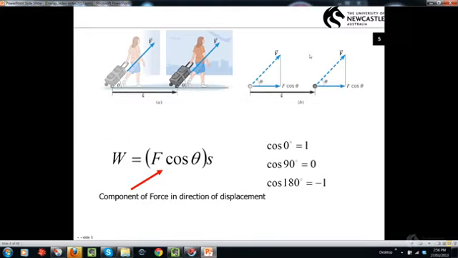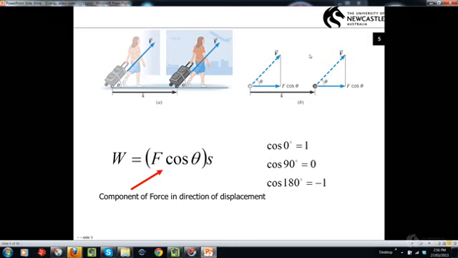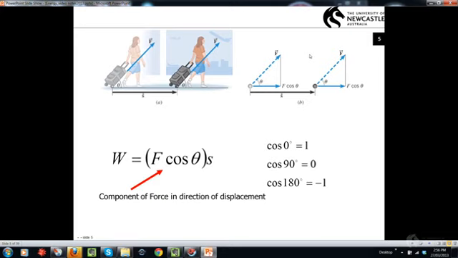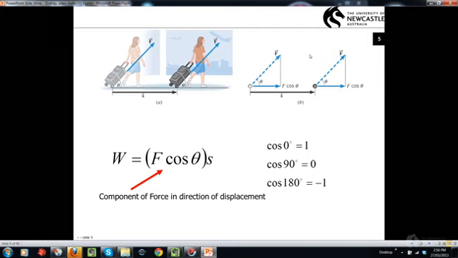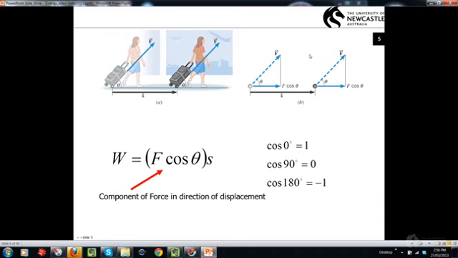So let's have a look at this situation. We're pulling a bag along. It's basically just a slightly more real-world example of the block example I had in the previous slide. We're pulling along our suitcase, applying a force, as you can see, and we move some displacement S. During that time, we're dealing with a constant force.